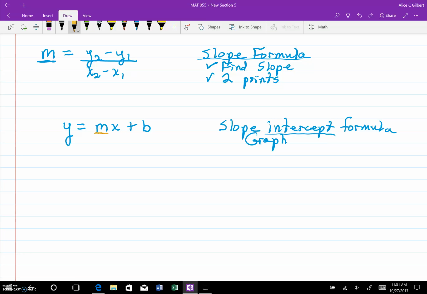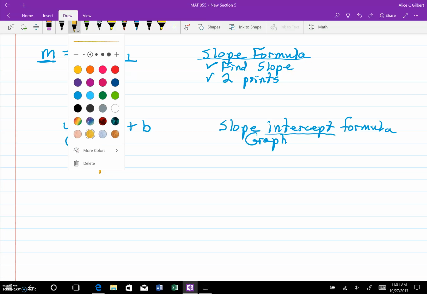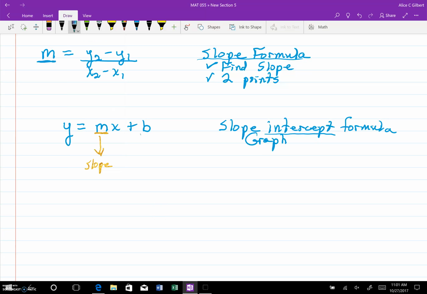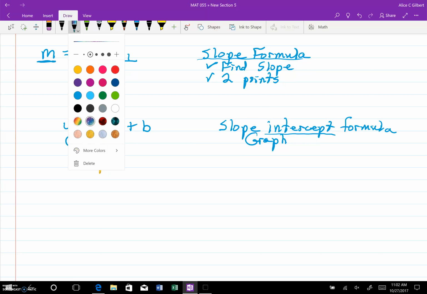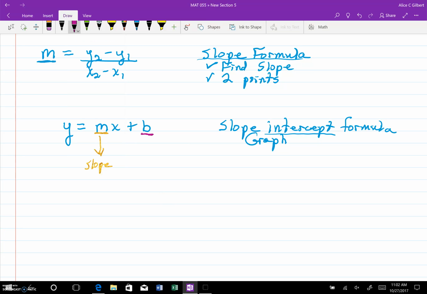So first of all, m is our slope. And b is the y-coordinate of the y-intercept point.